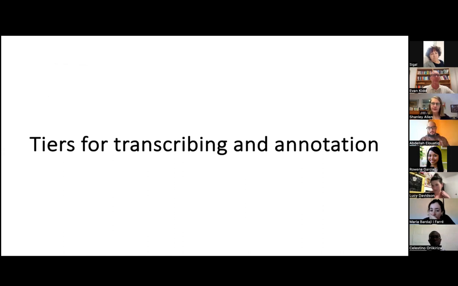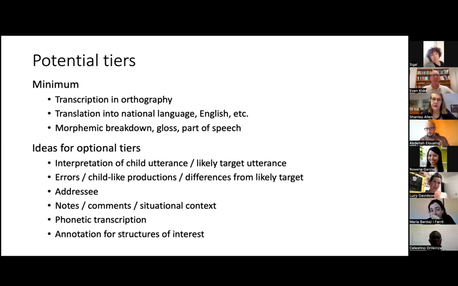Okay, then let's move on to our last section, which is what tiers to select for transcribing and annotating. So the potential tiers, obviously the most important one is the transcription of the utterance, probably in the standard orthography of the language.